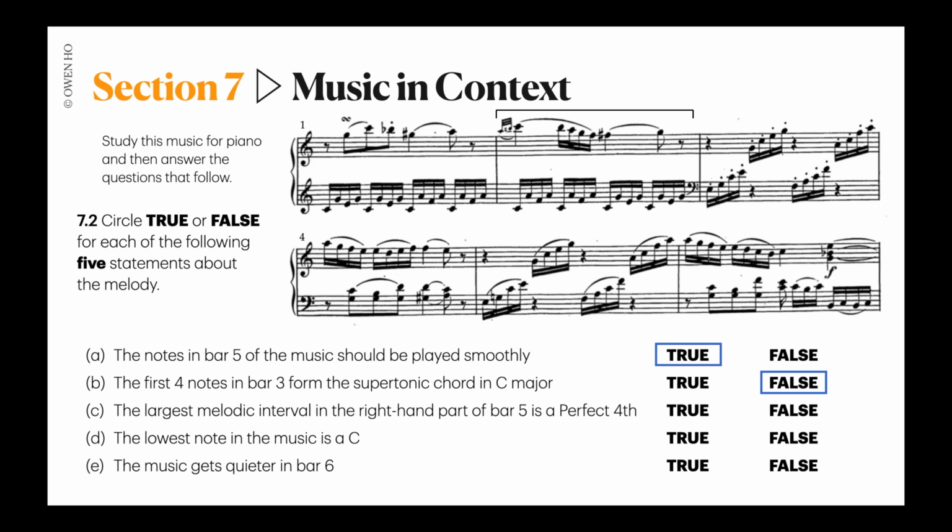Statement C. The largest melodic interval in the right-hand part of bar 5 is a perfect fourth. A melodic interval is basically the interval between 2 notes in the melody. So now let's look at the right-hand part of bar 5. There are 2 large intervals here. The first one is G and C, and this is a perfect fourth. And then we have the C and F, which is also a perfect fourth. So in this case, the statement is true because that's the largest interval in this very bar.